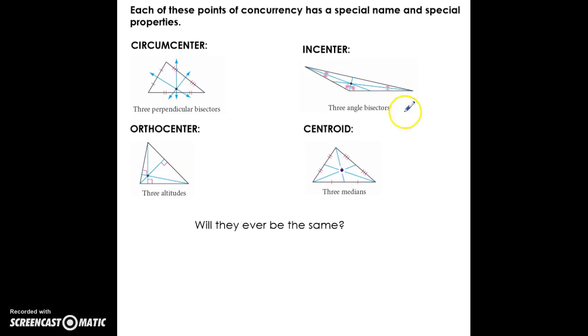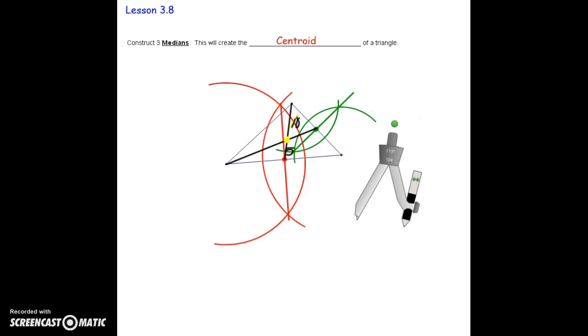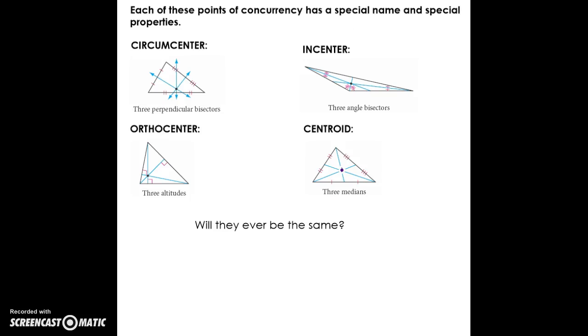And here are all of the points of concurrency that we've talked about. So just a quick review. The circumcenter is made from 3 perpendicular bisectors. The incenter is made from 3 angle bisectors. The orthocenter is made from 3 altitudes, and the centroid is made from 3 medians. So the centroid is the one that we just looked at.